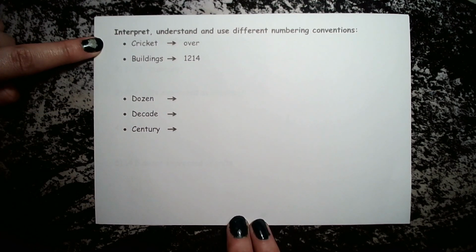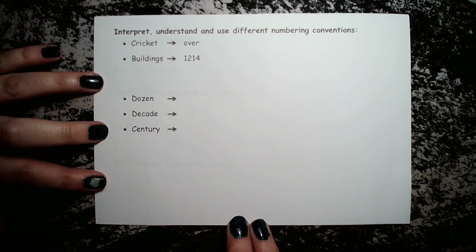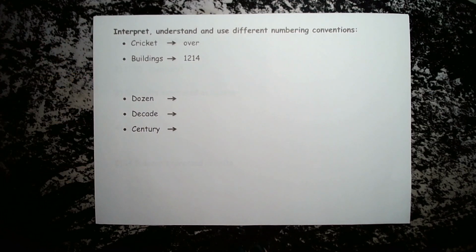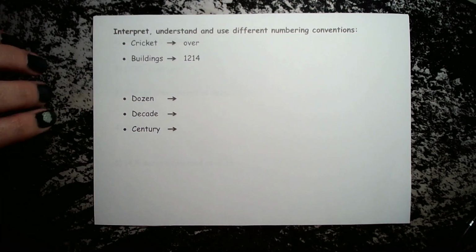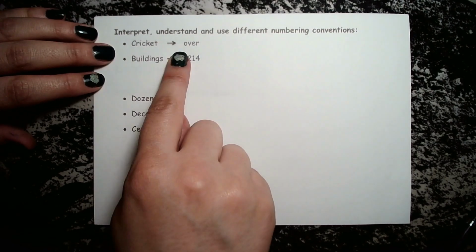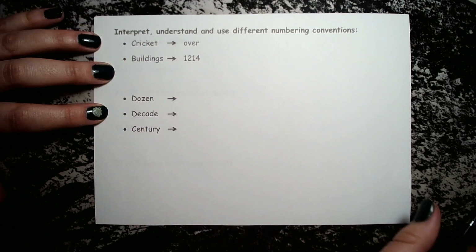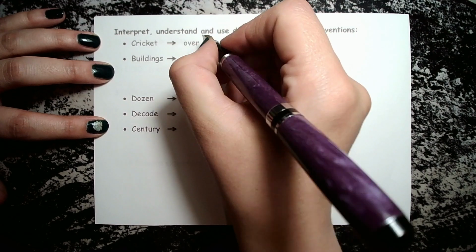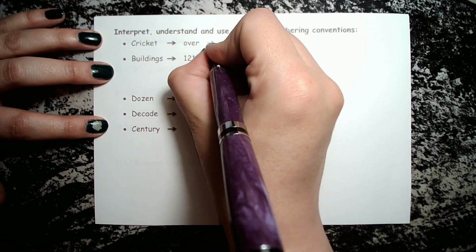Interpret, understand, and use different numbering conventions. So we have different numbering conventions in different contexts. If we are talking about numbering conventions in cricket, we have groupings that they use in cricket for their scoring system. So in cricket, you could hear them talk about an over. Now, an over means that 6 balls have passed.